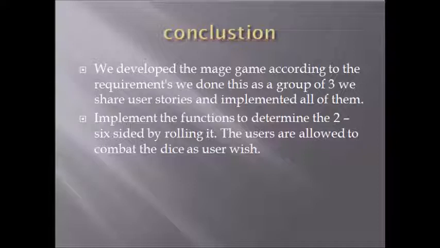So in this game we develop the player character and non-player character, how the player can be selected for the next turn, how he can move, how he can get into the shop, and how he can purchase a weapon from the other shops which are near to him. So we implement a function to determine the two to six sides by rolling it. The user is allowed to roll a dice as the user wishes.